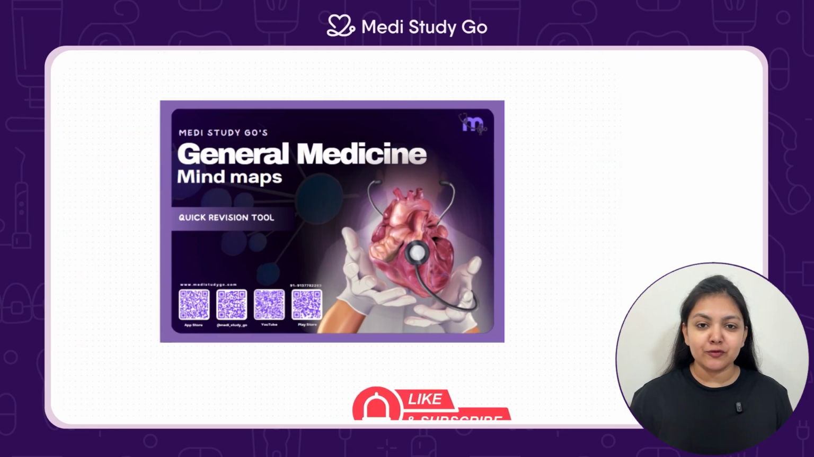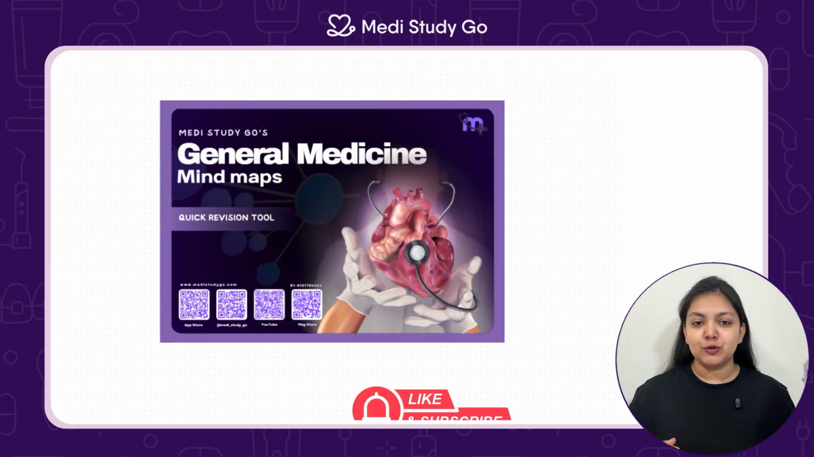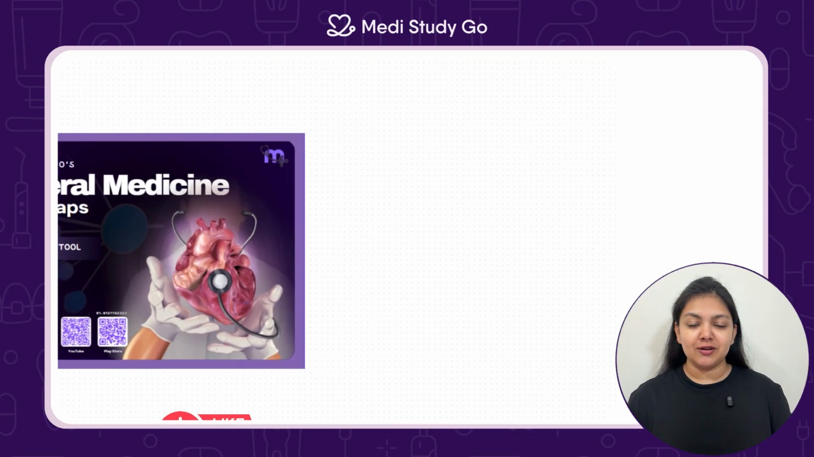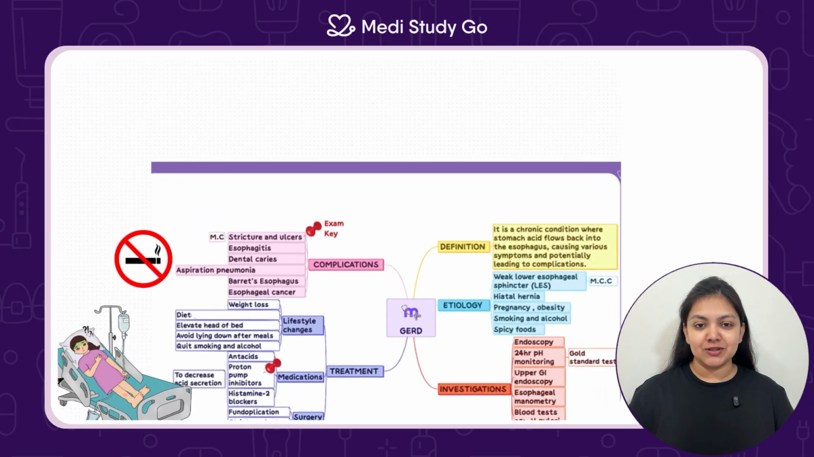I'm going to be referring from the mind maps from this book by medistudygo, which has pictorial representation for all the topics from clinical features to management. Do refer to this book if you want to make your learning easier. Let's get into the lecture for today.